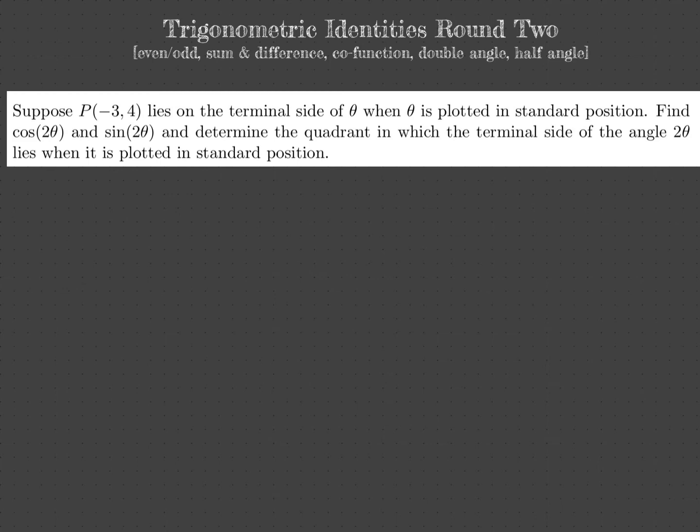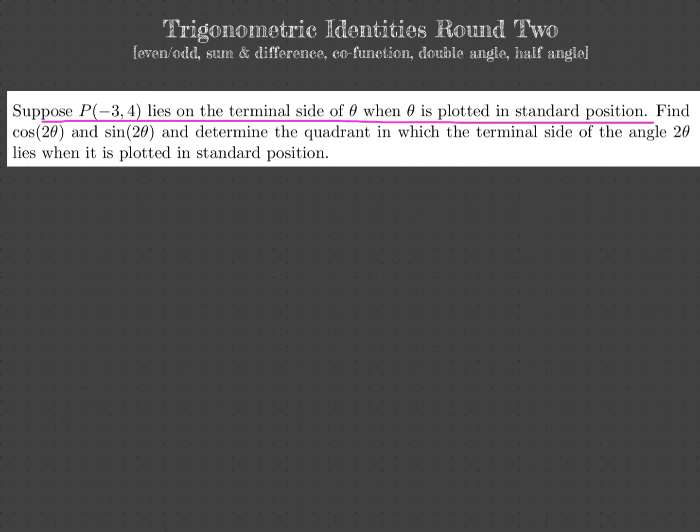Here is a problem that involves the double angle identities. Suppose point P lies at (-3, 4), and it's on the terminal side of theta when theta is plotted in standard position. It looks like point P is in quadrant 2, based on -x, +y, so the terminal side of theta is in quadrant 2. We want to find the cosine of 2 theta and the sine of 2 theta, and determine the quadrant in which the terminal side of that angle is in when it's plotted in standard position.